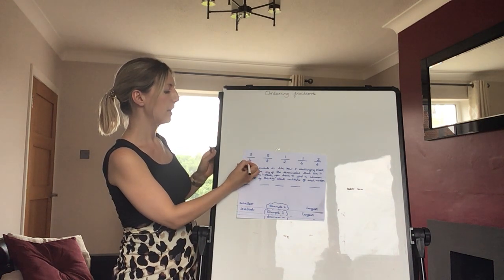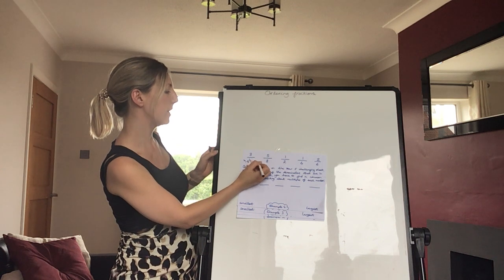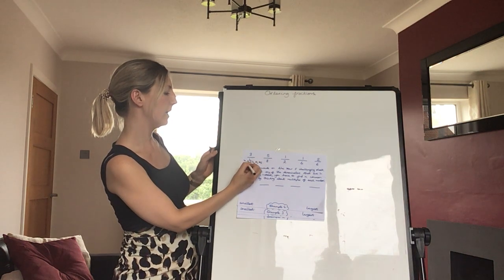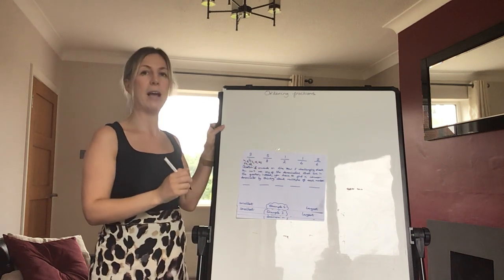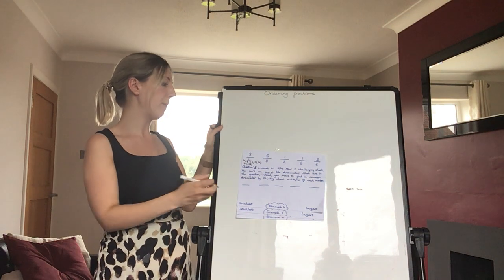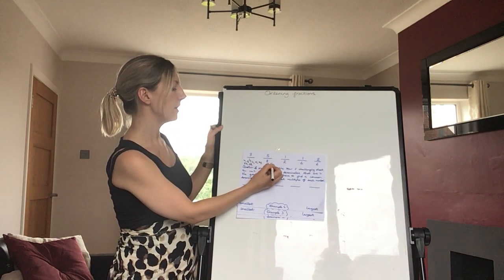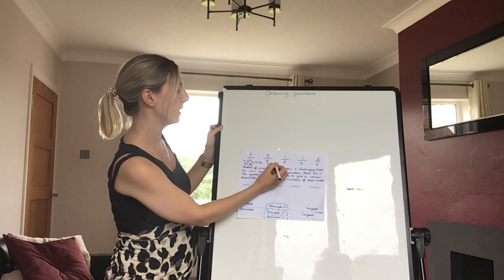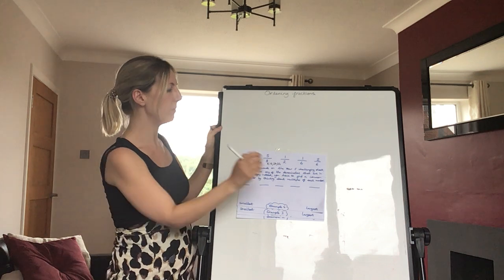So 4, 8, 12, 16, 20, 24, 28. I'll stop there, I think, for now. Don't need to do my whole times table, just doing a few to get me going. Okay, now 8, 16, 24, 32. I'm going to stop there for now.